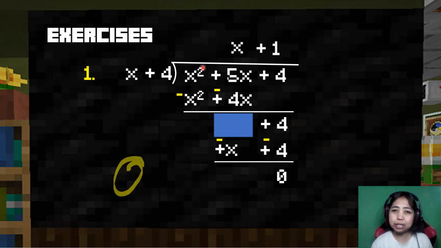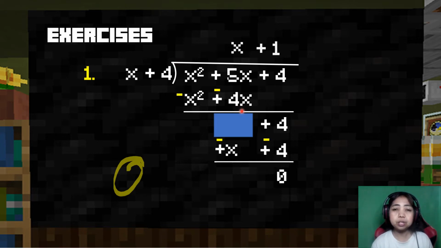So, paano nga ulit ang ating gagawin? Divide the first term of the dividend by the first term of the divisor. So, x squared divided by x, we have x. Diba? Sinubtract lang natin yung exponent. So, 2 minus invisible 1 is x to the first. Afterwards, we multiply. So, x times x is x squared. And then, x times 4 is positive 4x.